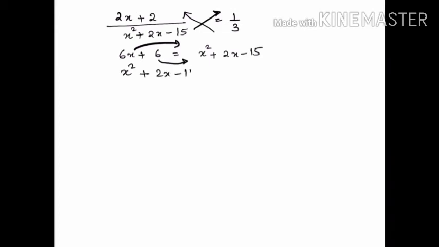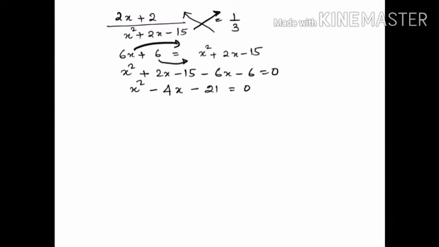Now we need to cross multiply. So we get 6x plus 6 equal to x square plus 2x minus 15. I am taking 6x plus 6 to the other side and writing the other side on the left side. So x square plus 2x minus 15 minus 6x minus 6 is equal to 0. Adding like terms, x square minus 4x minus 21 is equal to 0.